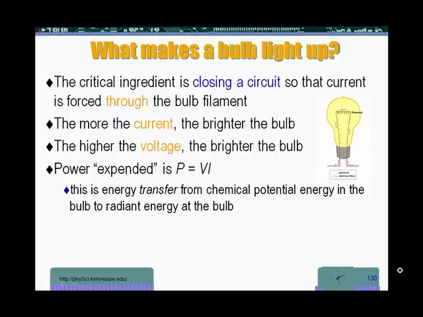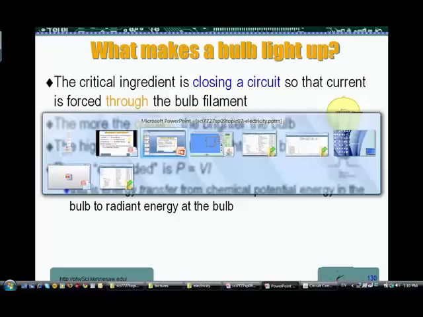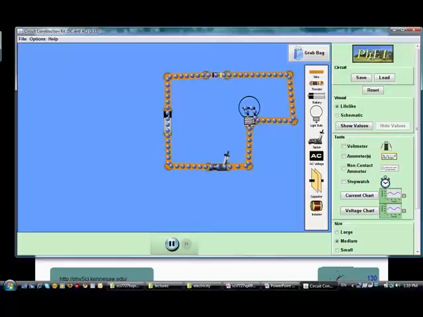In this recording, we will talk about what makes a bulb light up. To do that, I'm going to go to the simulation. I have a light bulb in a circuit. I have a battery, a resistor to control the amount of current flowing, and a light bulb and a switch.